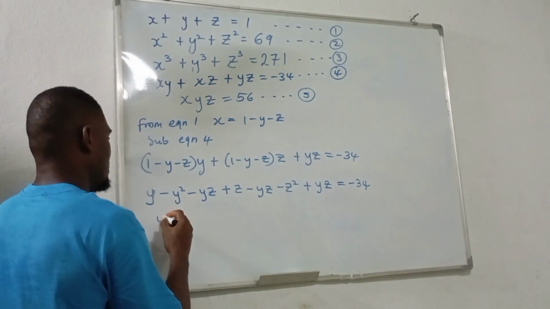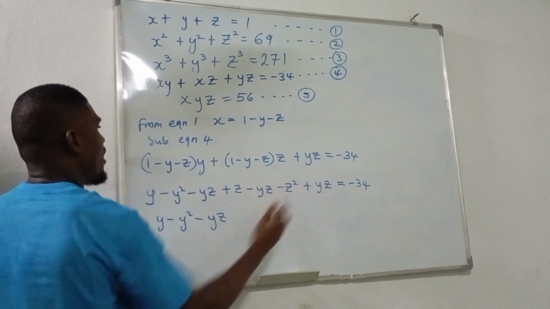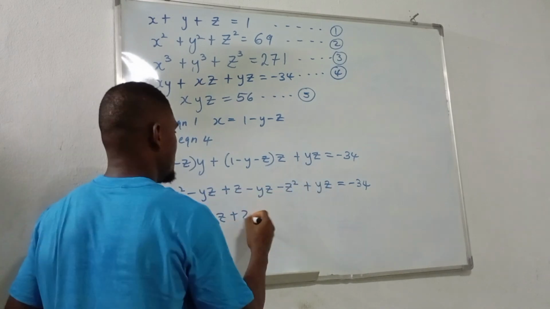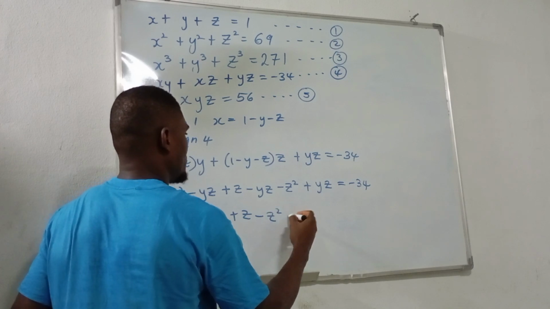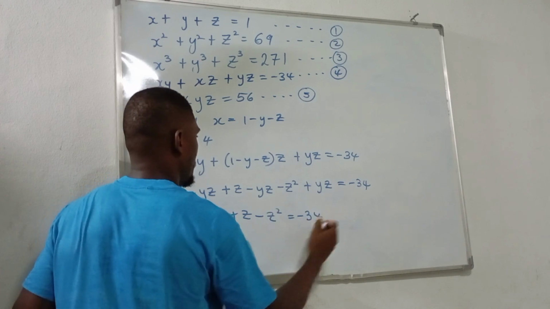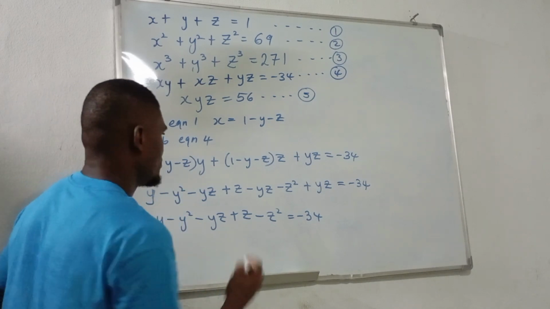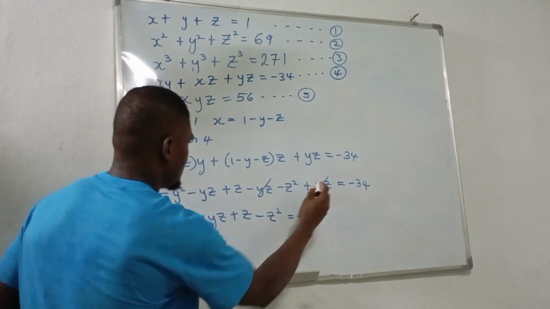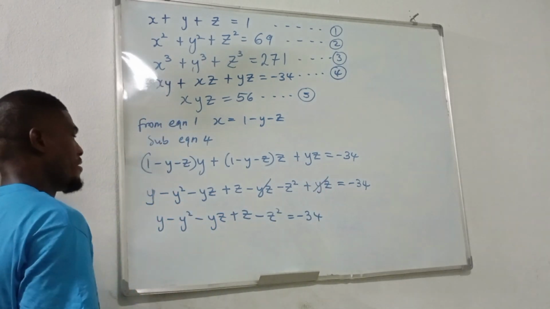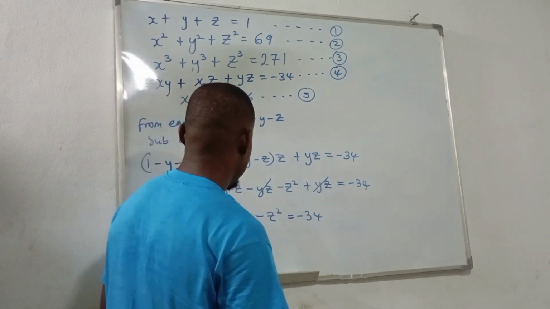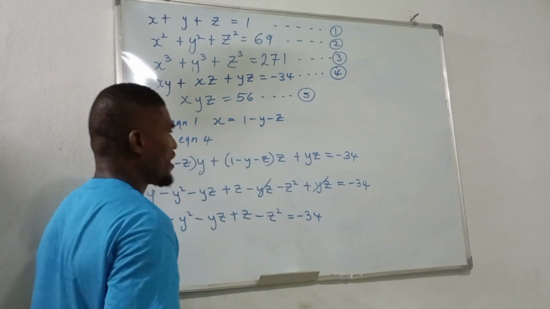Alright, so we can then write this as y minus y squared minus yz, because that's what we now have, and then plus z minus z squared equals minus 34. Let me just put it this way. These cancel these out, so we now have the rest of the equation so that you will not be confused. Alright, so this is what we have, and then we go to substituting these into equation 5.